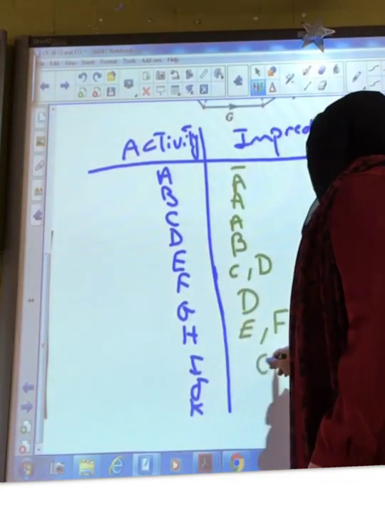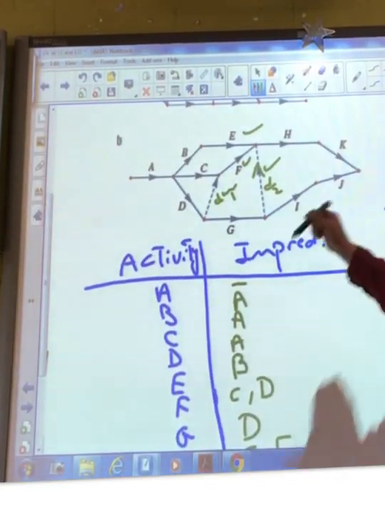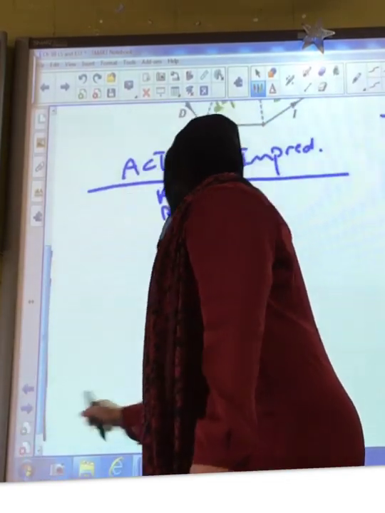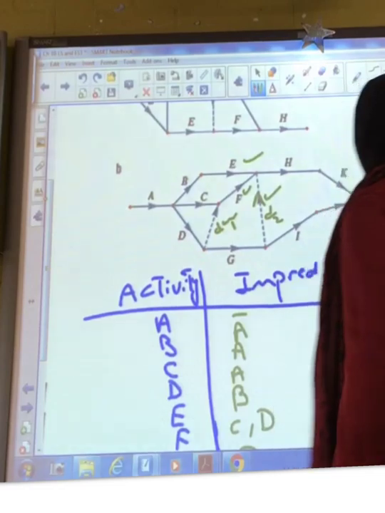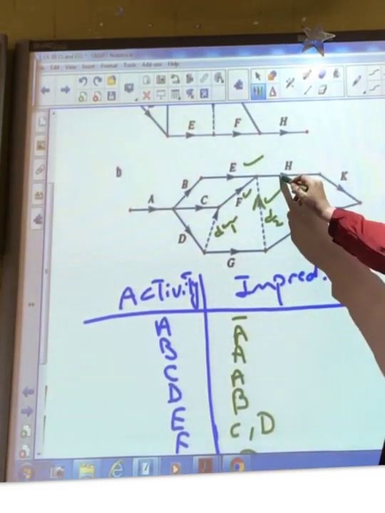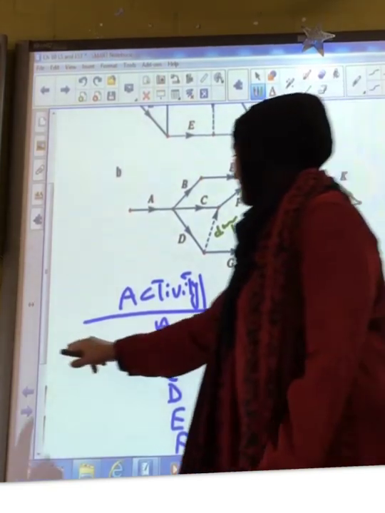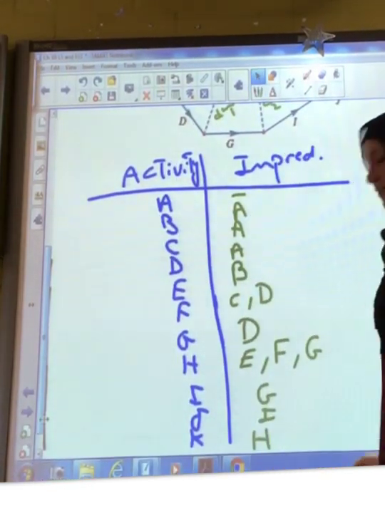Okay? J. I. Just I. K, the last one. I. Just H. K is going through H, and that's it. Is that clear? Any questions?